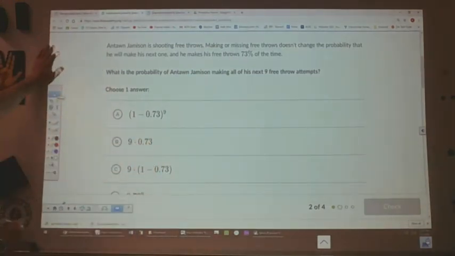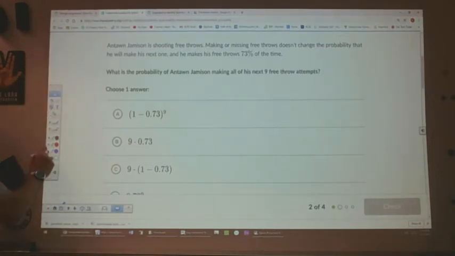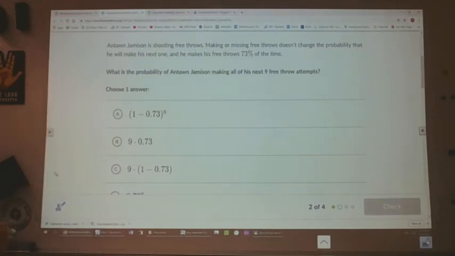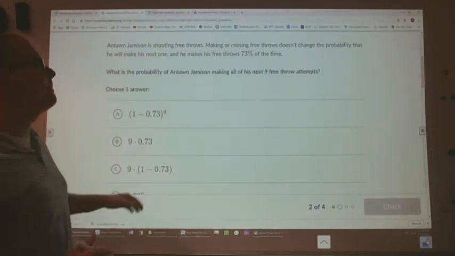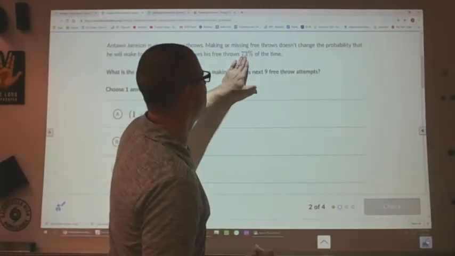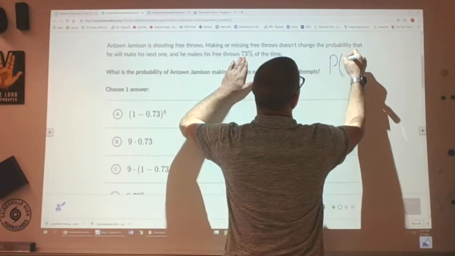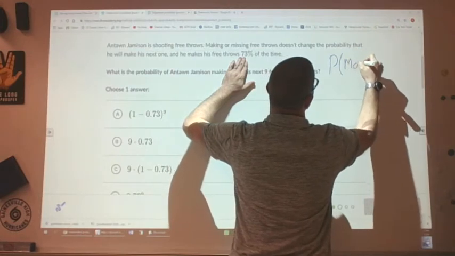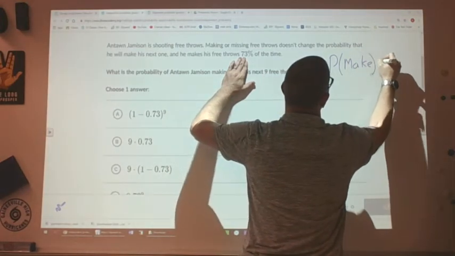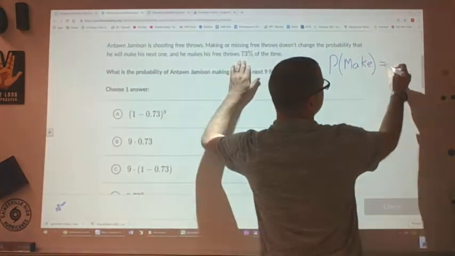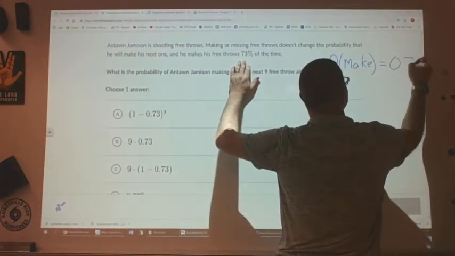So, Anton Jameson is shooting free throws. Making or missing free throws does not change the probability that he will make his next one. And he makes his free throws 73% of the time. So the probability of making it is 73% or 0.73.